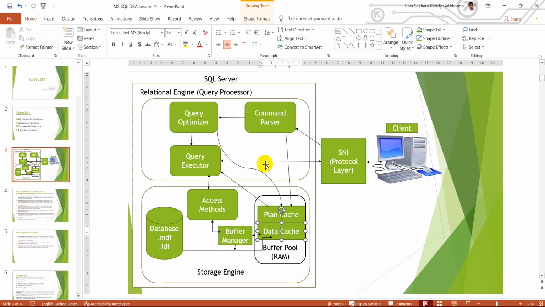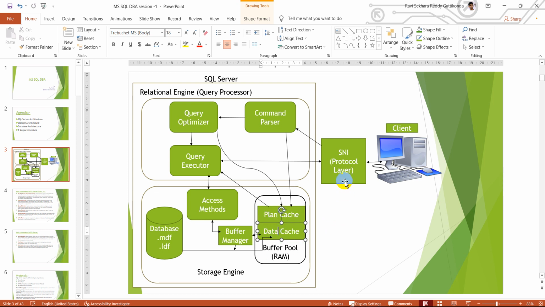I hope everyone understands each and every component in the relational engine and storage engine. As of now, we discussed the command parser, query optimizer, query executor, access methods, buffer manager, plan cache, data cache, and database. The buffer pool we already discussed. The buffer pool is a component that consists of the plan cache and data cache.